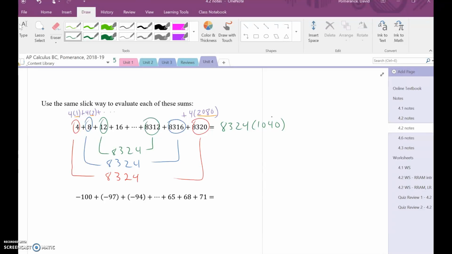And I don't have a calculator handy, so I'm just going to go ahead and leave it like that, but it's pretty easy to pull out a calculator and double check that. So that would be how you would do that one. The next one works pretty much the same way.